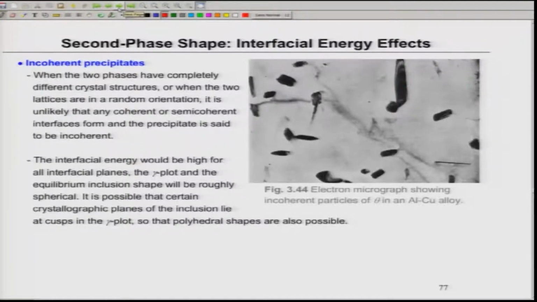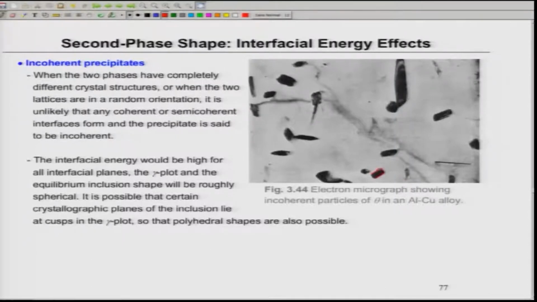So, in such a case, the precipitate can have any shape. The interfacial energy would be high for all the interfacial planes. The gamma plot and equilibrium inclusion shapes will be roughly spherical. Roughly spherical means it will not be exactly spherical, just like in the case of coherent, but there will be distortion. The one shown here is a plate-shaped precipitate.